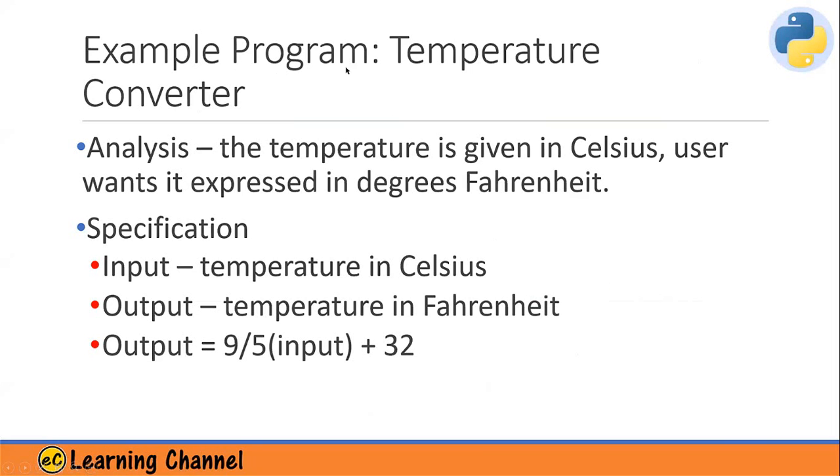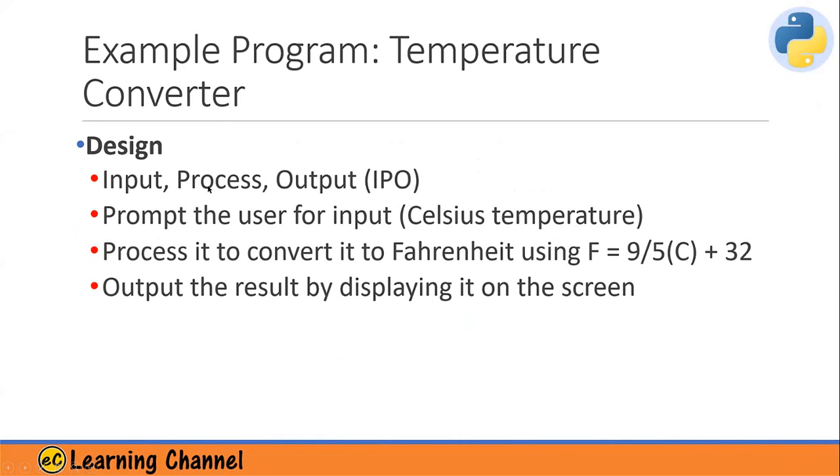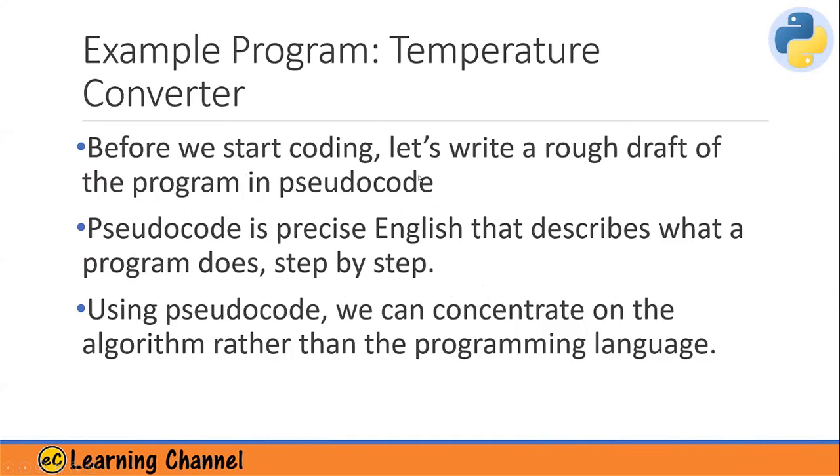Okay, so an example program: if we have a converter, say we need to convert from Celsius to Fahrenheit. Our input is Celsius temperature, and the output is Fahrenheit, and the input times 1.8 plus 32 will become the output, right? So we know the input, output requirement, and the process. Then we process it to convert to Fahrenheit like this, and the output result is displayed on the screen. So let's draft the program in pseudocode.